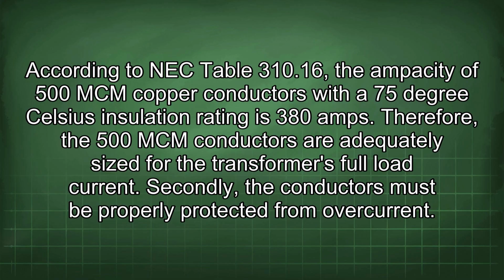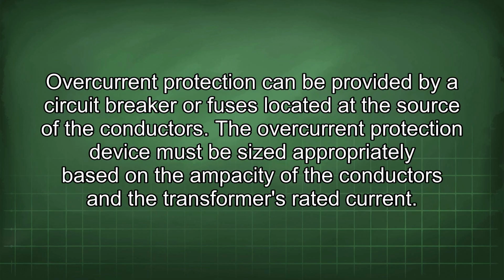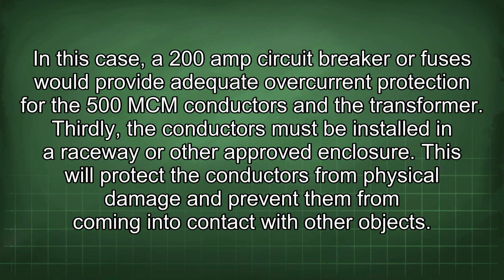Secondly, the conductors must be properly protected from overcurrent. Overcurrent protection can be provided by a circuit breaker or fuses located at the source of the conductors. The overcurrent protection device must be sized appropriately based on the ampacity of the conductors and the transformer's rated current. In this case, a 200 amp circuit breaker or fuses would provide adequate overcurrent protection for the 500 MCM conductors and the transformer. Thirdly, the conductors must be installed in a raceway or other approved enclosure. This will protect the conductors from physical damage and prevent them from coming into contact with other objects.